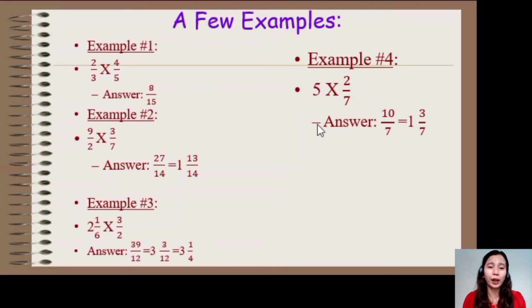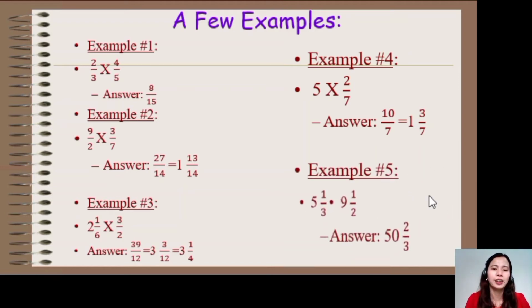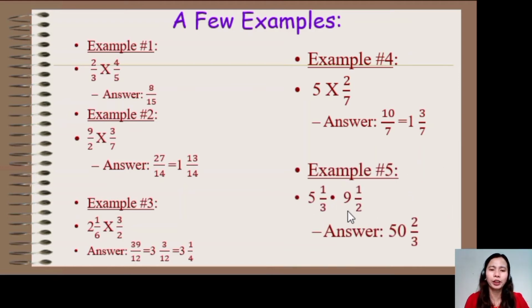So 5 over 1. So 5 times 2, that is 10. Then 1 times 7 is 7. We have 1 and 3 over 7. Okay, next. Let's have 5 and 1/3 times 9 and 1/2. Again, you must change this first into improper fraction. Then numerator to numerator, denominator to denominator.